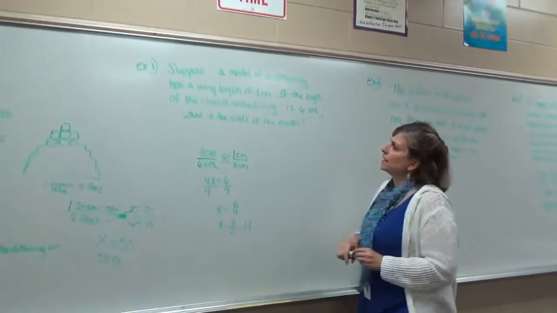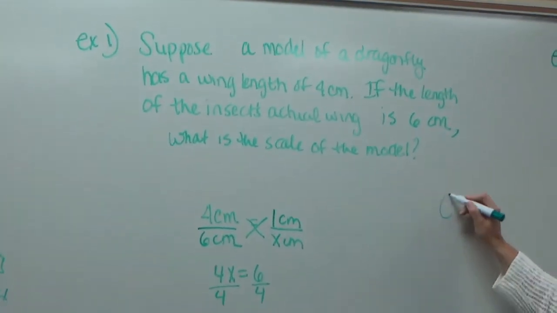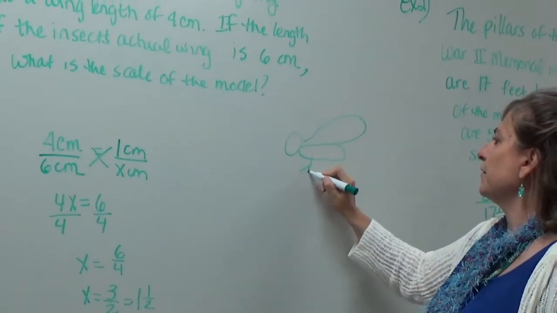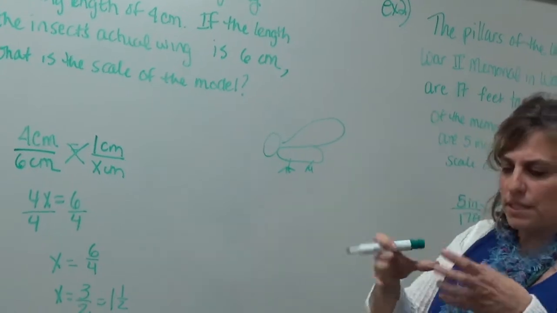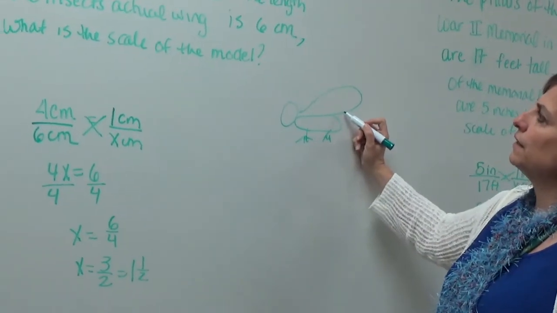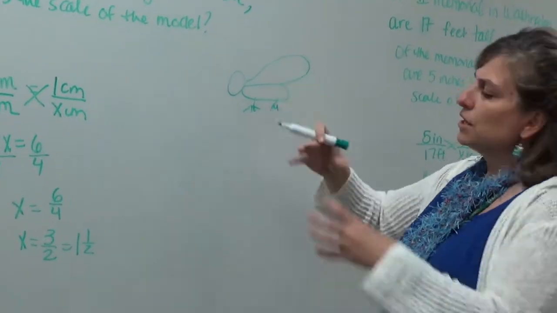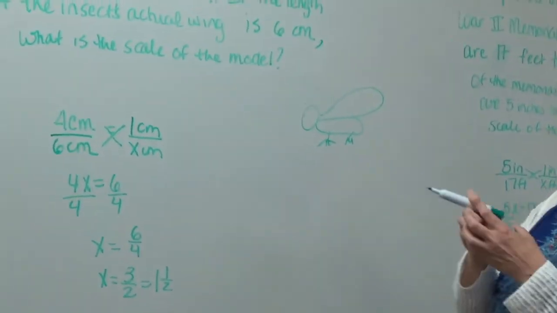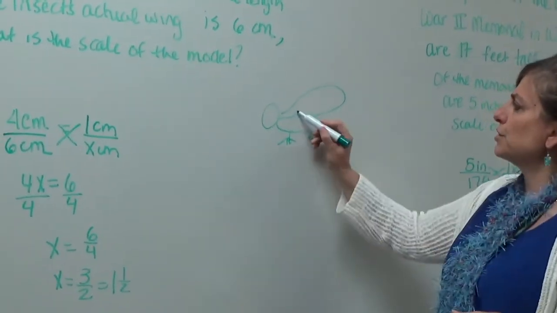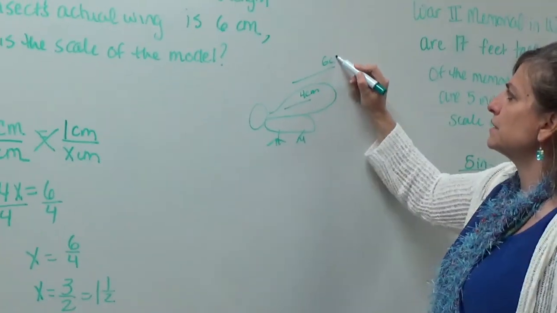Suppose a model of a dragonfly has a wing length of 4 centimeters. So they have this model of a dragonfly. I am a terrible drawer. So here's a dragonfly, right? It's a model, this little dragonfly, and they're saying it has a wing length of 4 centimeters, but the actual wing length is 6 centimeters. So they made this tiny little model. It's actually not too far off from the actual one. So they made this 4 centimeters, but the actual is 6 centimeters.